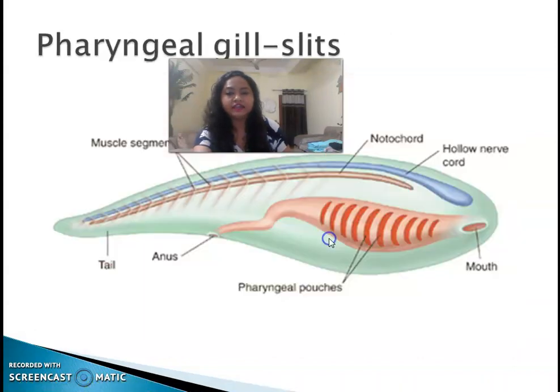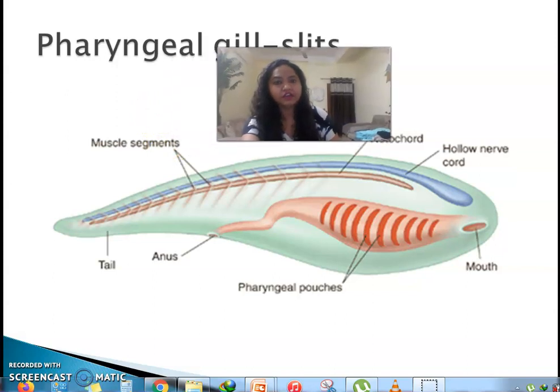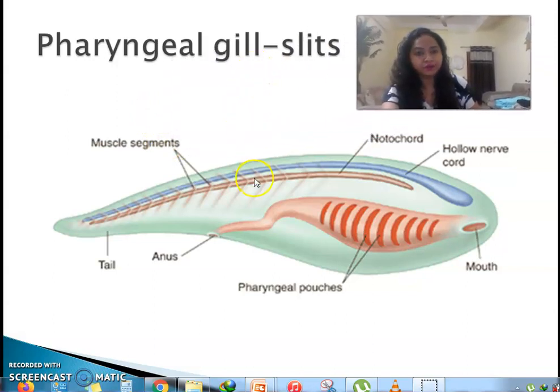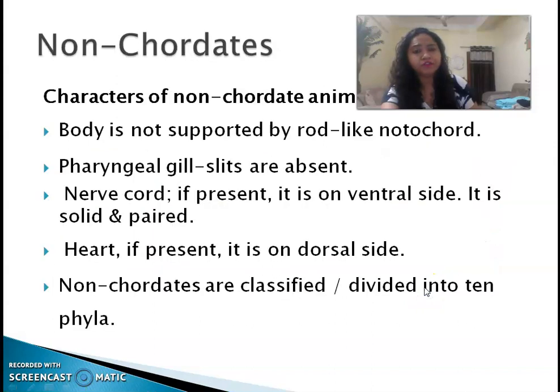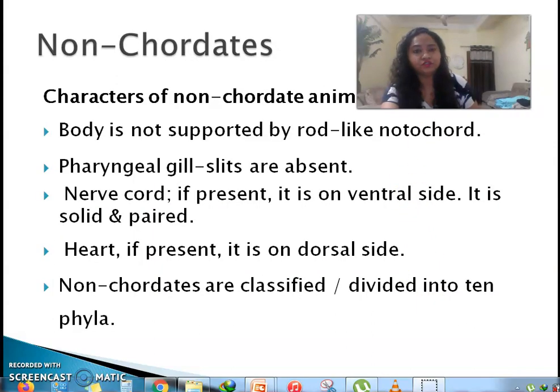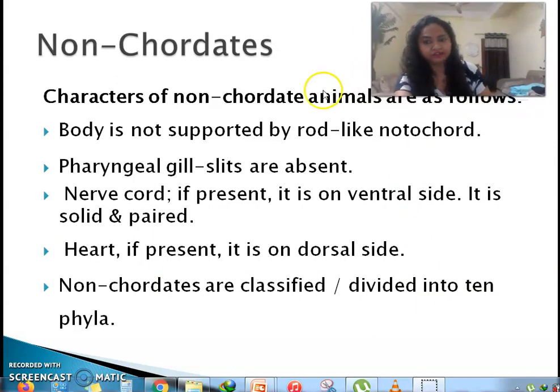The second thing is pharyngeal gill slits. Now children, this might be a new term to you. Pharyngeal gill slits are usually found in aquatic animals. They perform the same function as your lungs and they look like this. Can you see the diagram? These are gill slits.